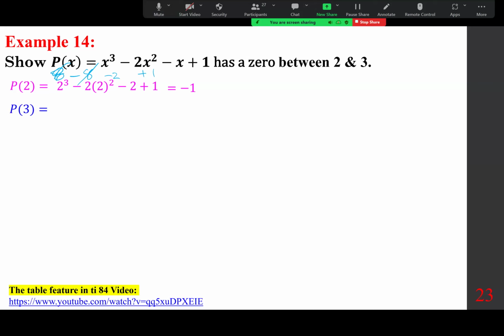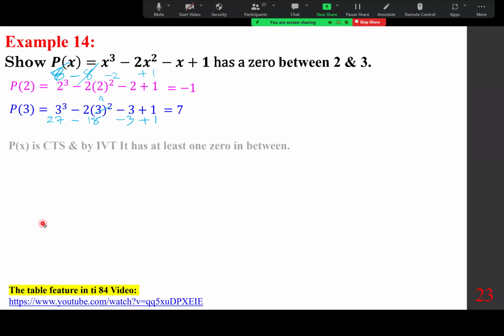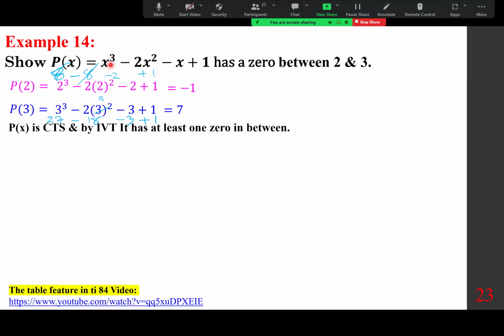Plug in 3. We get 3 cubed, 27. 3 squared is 9, times 2 is 18, minus 3 plus 1. We get 7. Again, it's not important that it's 7. What matters is that it's positive. So we get p of x is continuous because it's a polynomial of degree 3, and by IVT it has at least one zero in between, meaning those two numbers.